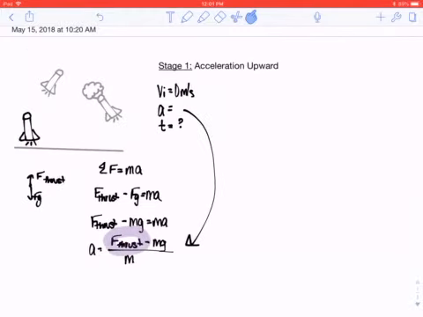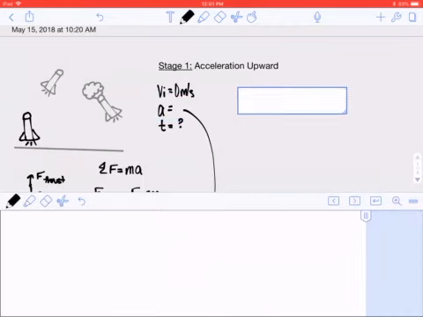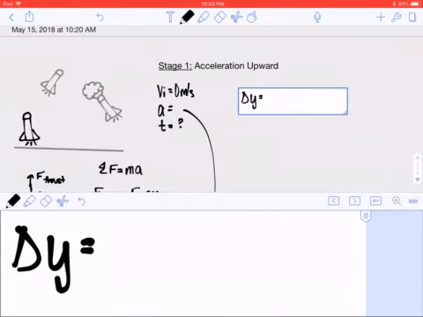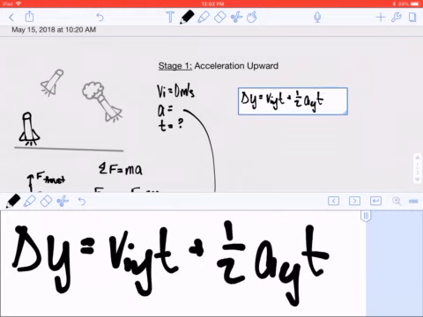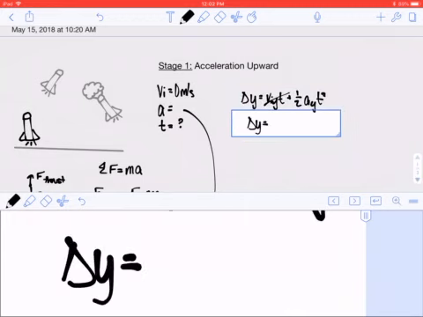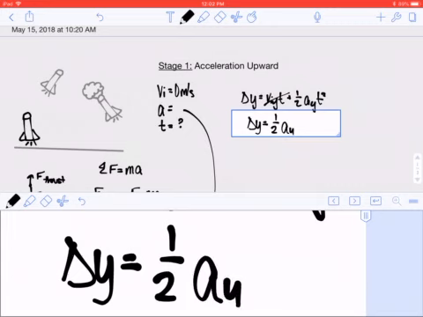Okay? If we're trying to figure out how high the rocket goes at this point, here are some things we know. We know that the initial velocity is 0. We know acceleration from that formula. And time can also be found on the engine chart that I'm going to give you guys. So, to figure out our delta y, we're going to use the equation delta y equals v_iy t plus 1/2 a_y t squared. Now, v_iy is 0, so the height that the rocket reaches in the first stage is 1/2 a_y t squared. Okay, so it's a pretty simple way to figure out what's going on.